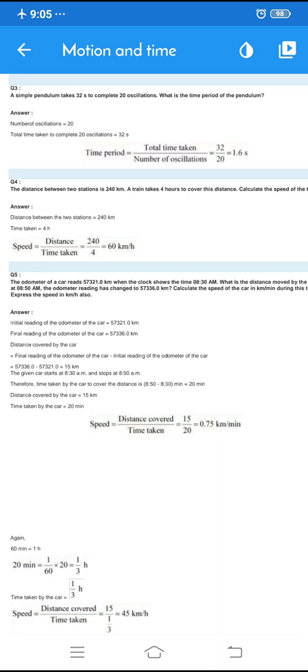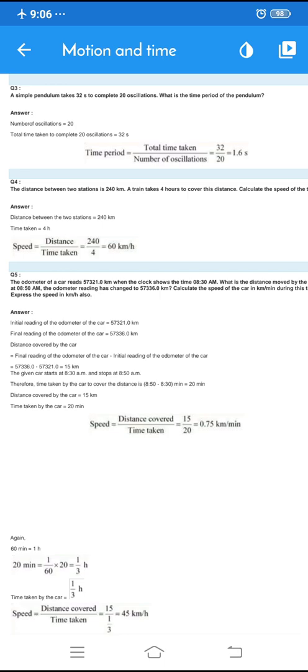In order to calculate the time period of the pendulum, you have to know the number of oscillations. What are the number of oscillations? 20. So the total time taken to complete 20 oscillations is 32 seconds. So what is the time period? The time taken to complete one oscillation is called the time period.